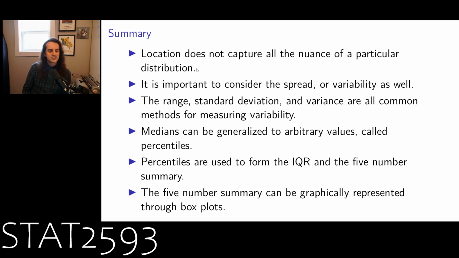To try to summarize what we just talked about with all of that, when we just report location, we're missing the nuance of a particular distribution. And so we also want to consider the spread or the variability of the data. We can use the range, the standard deviation, and the variance as all common methods for measuring variability. We can also generalize our median to be any value we want, arbitrary values. And from this, we can get the interquartile range. With our interquartile range, we can form our 5-number summary, which is a great way of summarizing the data very quickly. And if you graphically display our 5-number summaries, then what we're doing is looking at box plots.